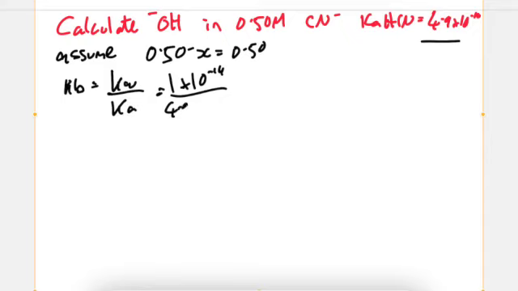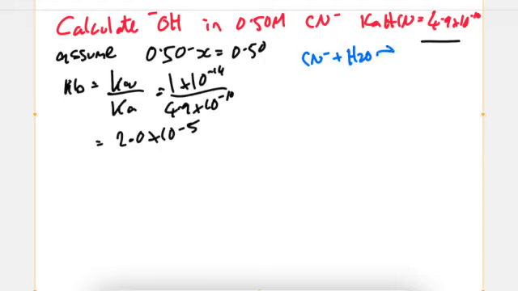If you don't know that relationship, time to review my previous video and have a look at the roadmap for success in acid-base calculations. Substituting the value for Kw, 1 by 10 to the minus 14, that's in your data booklet. Ka is given in the question, 4.9 by 10 to the minus 10, giving an answer of 2 by 10 to the minus 5.